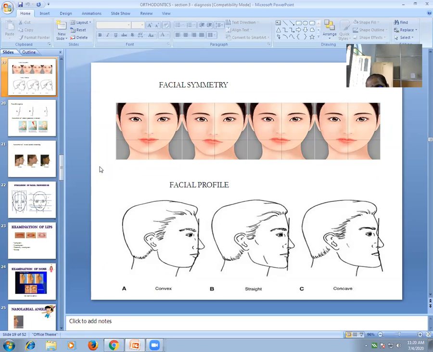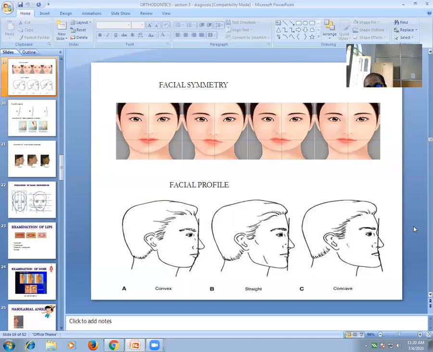Why do you need to see the symmetry? Because if the patient has a normal malocclusion, say the patient has class 1 and there is spacing, but there is a gross skeletal asymmetry, a visible skeletal asymmetry, you will have to treat the patient by surgical treatment.